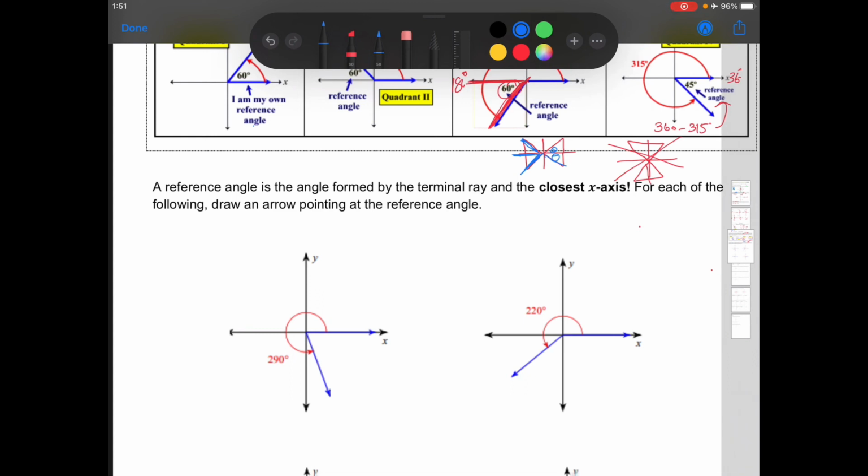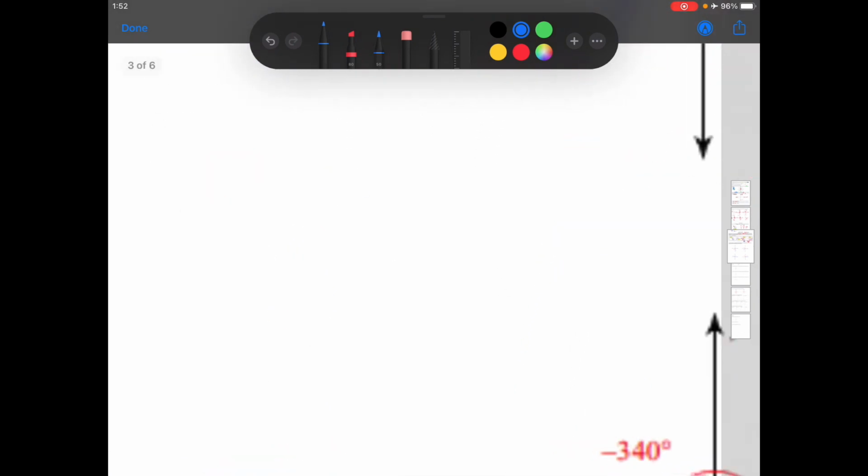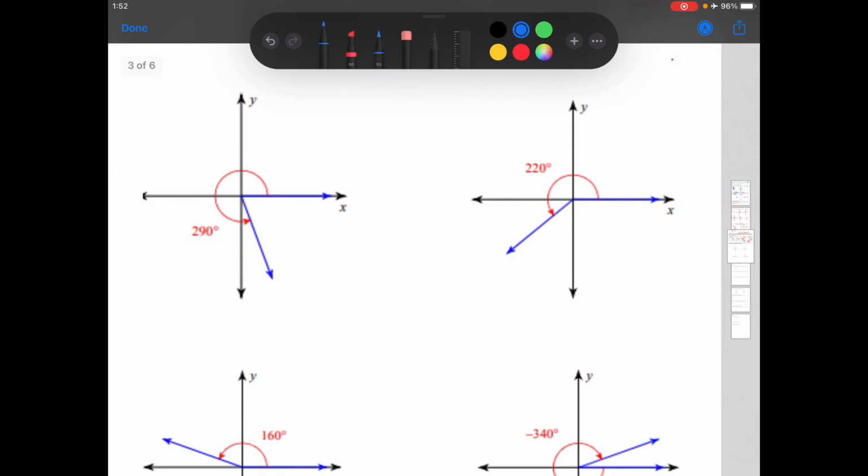For each of the following, draw an arrow pointing at the reference angle. So for the first one, what would it be? It's an acute angle, so it's going to be the x-axis, that's your closest x-axis, and the terminal ray. So what's the angle in between? That's your reference angle. And what would it be? It'll be 360 minus 290, which is 70 degrees. So for your reference angle, you can never get a number greater than 90, and it's always positive, so be very careful.